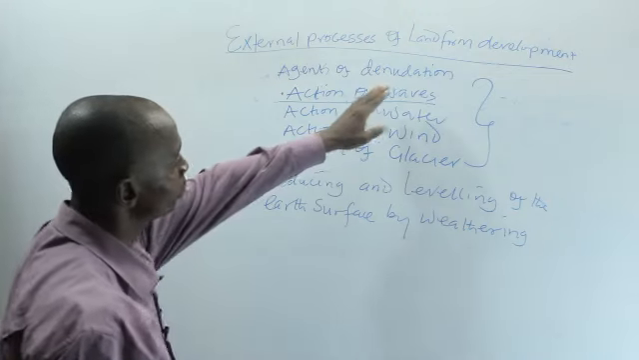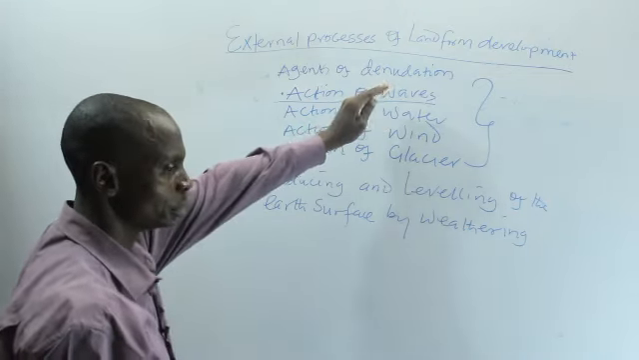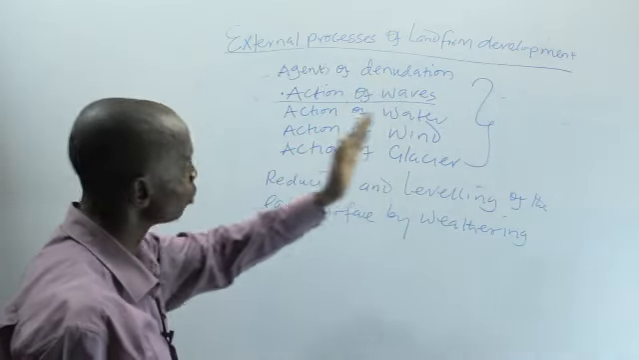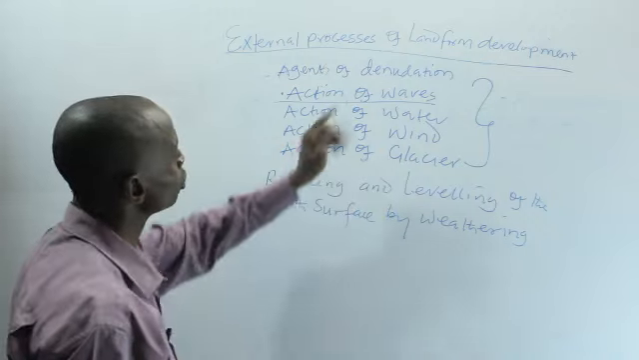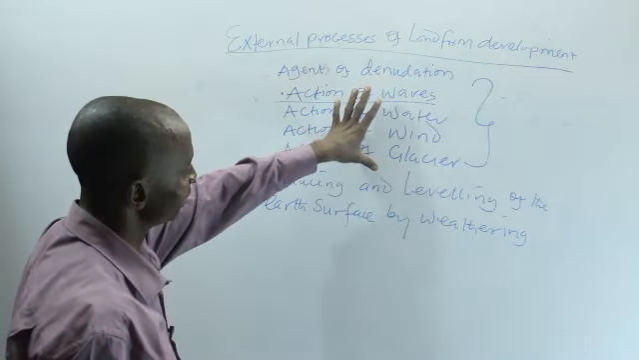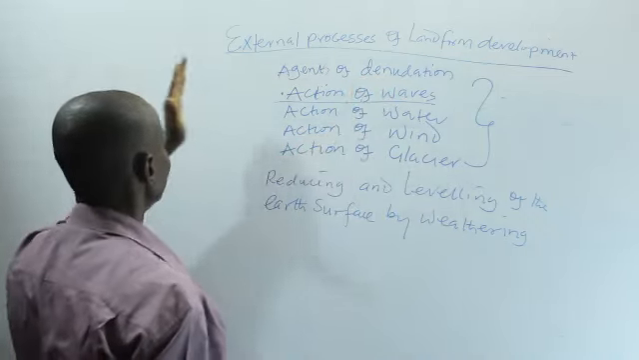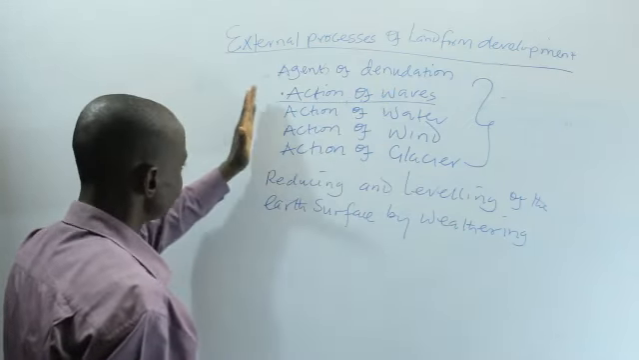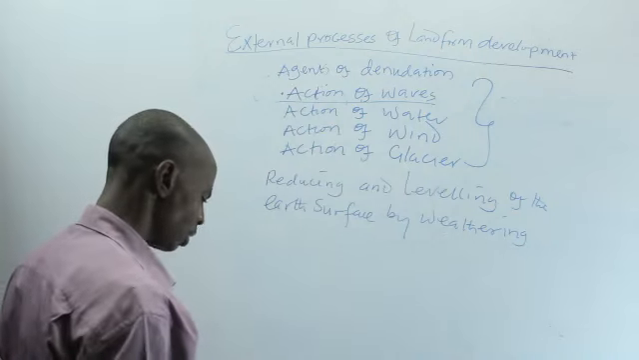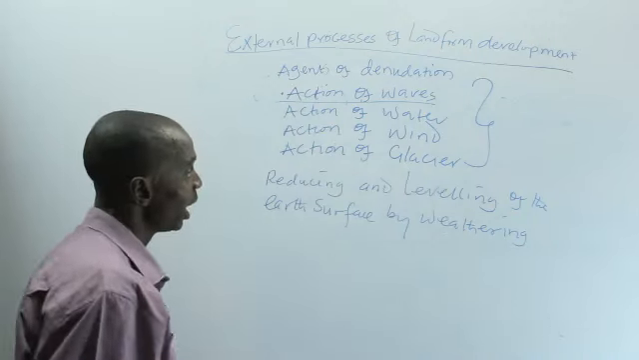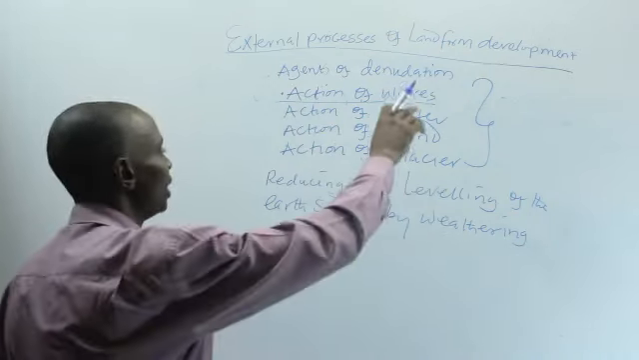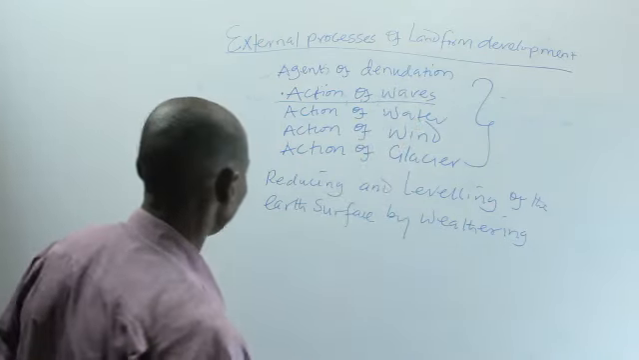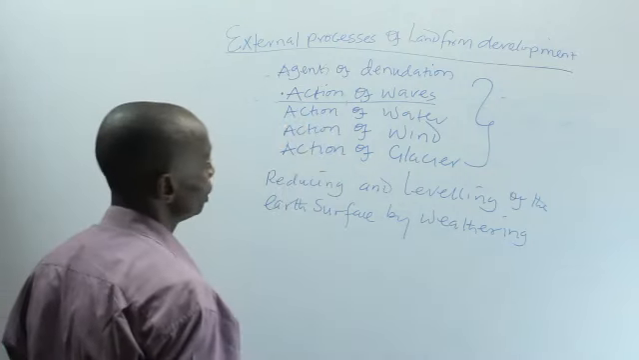And to denude means to erode. Denudation, that is to erode, to sweep away, to carry something away. So all these agents, they carry materials, they transport, and they deposit. Now let's look at the action of wave. I said the action of waves is prevalent in a coastal environment. Let's look at the terms that are associated with waves.